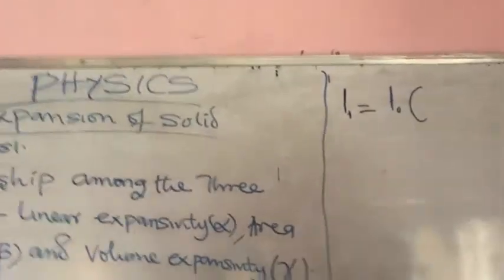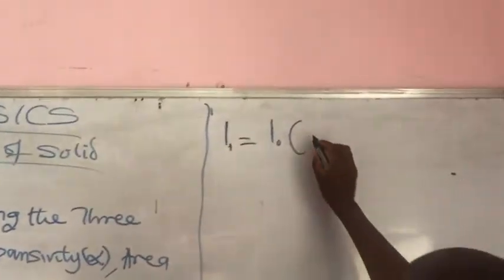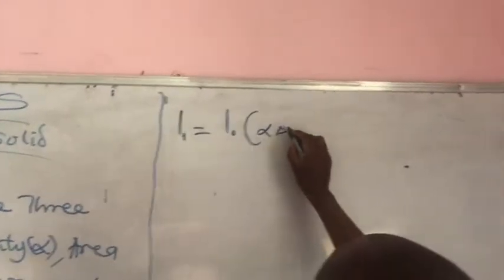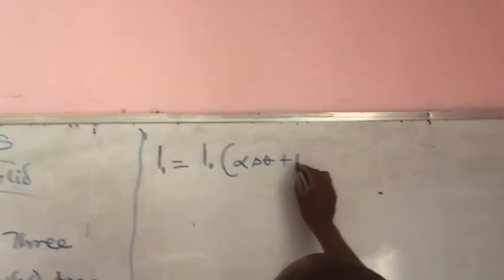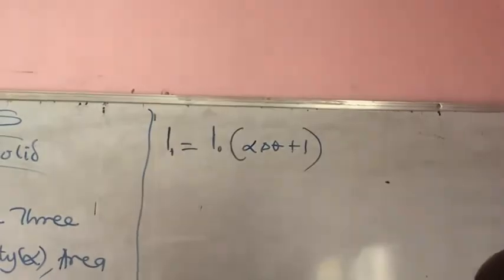Because L0 is common, what's the remaining side of the bracket? We're going to have alpha delta theta plus 1 inside the bracket.